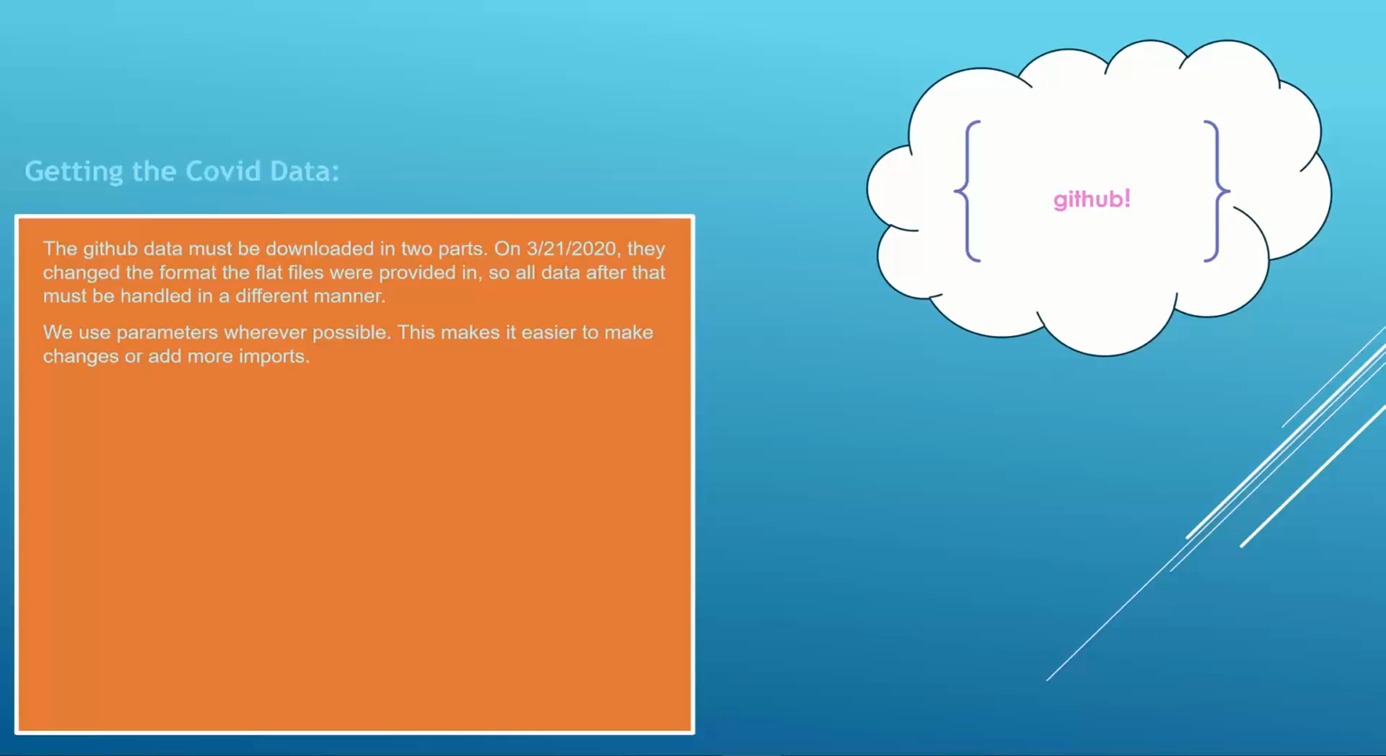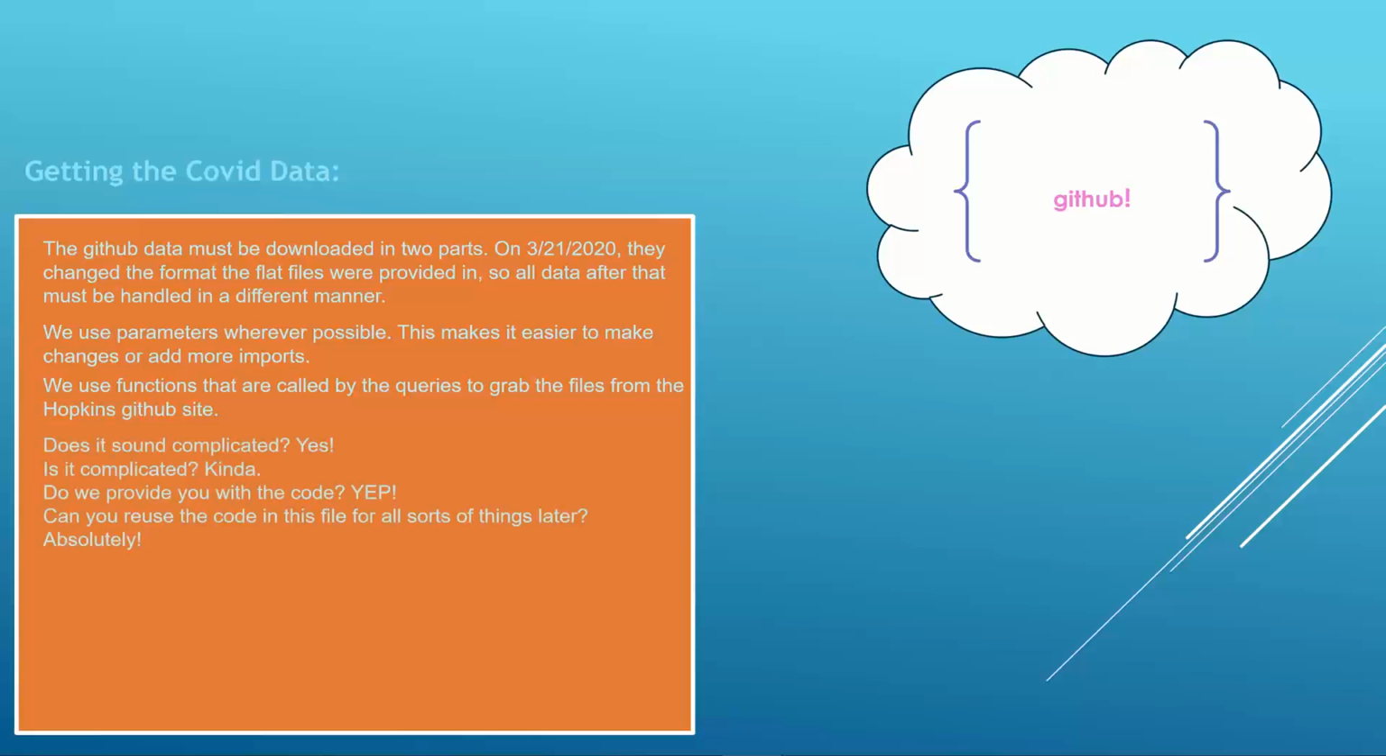We use parameters whenever we can so that you can just change them if needed. That's another thing that's a lesson learned from 3/21. We use functions that are called by the queries to grab the files, and they basically iterate through, and I'll be showing you how we do that. Does it sound complicated? Yes, it does. Is it complicated? Yeah, kind of. But we do provide you with the code, and you can reuse this code to do all sorts of things anytime you want to scrape through a GitHub repository later.